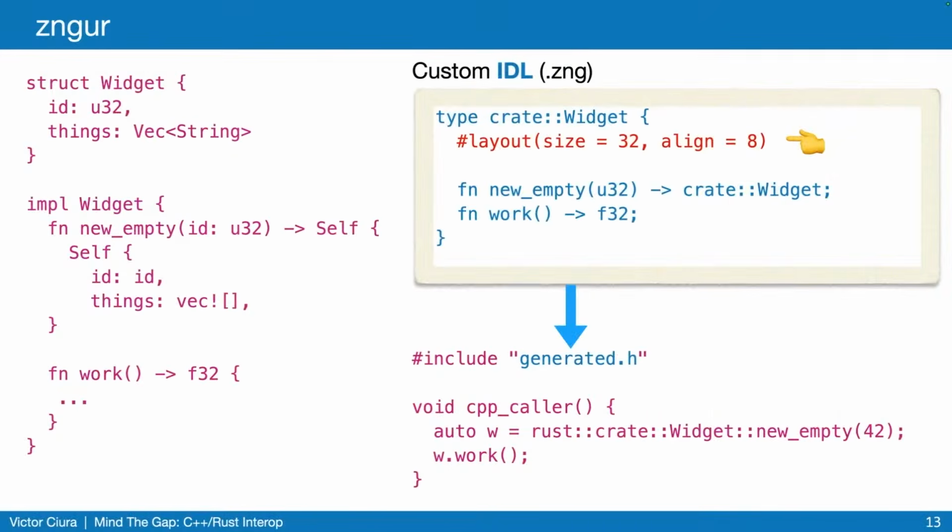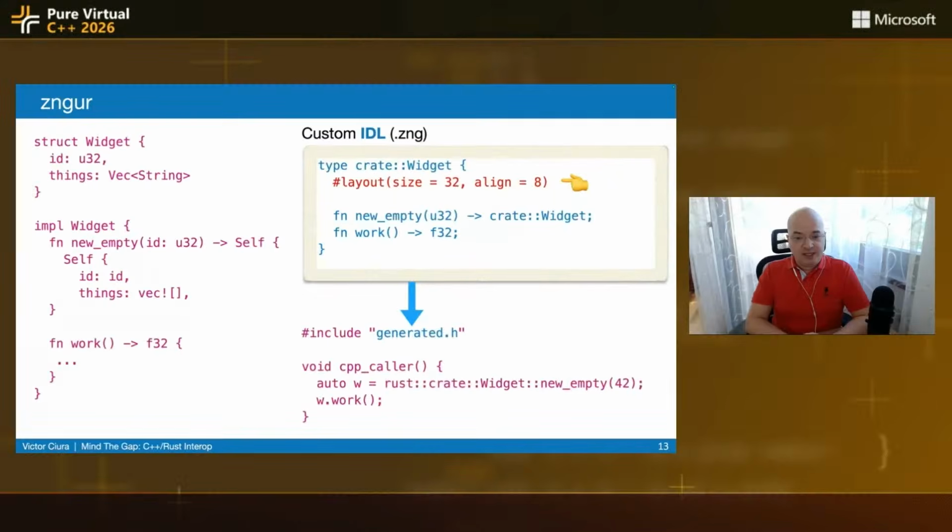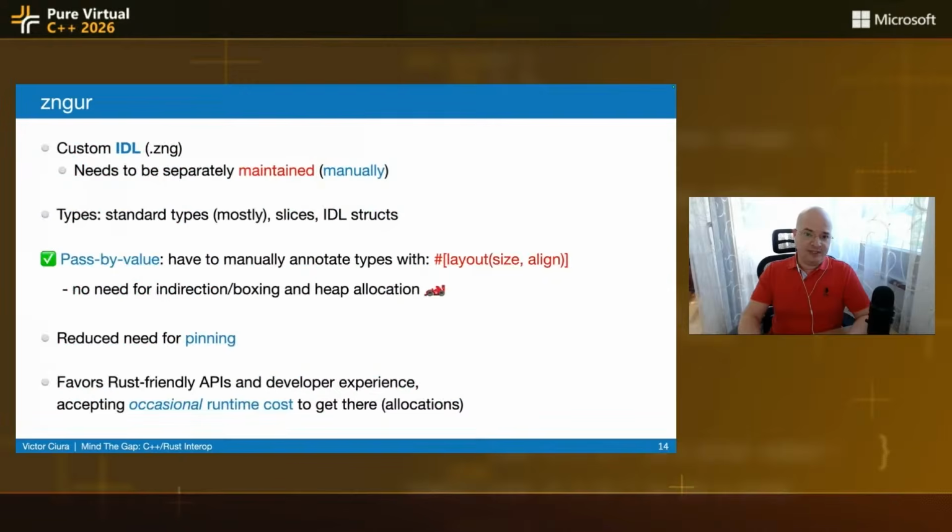So enter Zengar. Zengar is a relatively newer interop solution out there. And again, it's a custom IDL-based solution. You can see it there boxed on the right-hand side. And again, you describe your types and functions. But it has a new thing, and that is the layout annotation, where you can describe the layout of custom types, size, alignment, and things of this nature. And then, again, the tool generates all the required scaffolding on both sides.